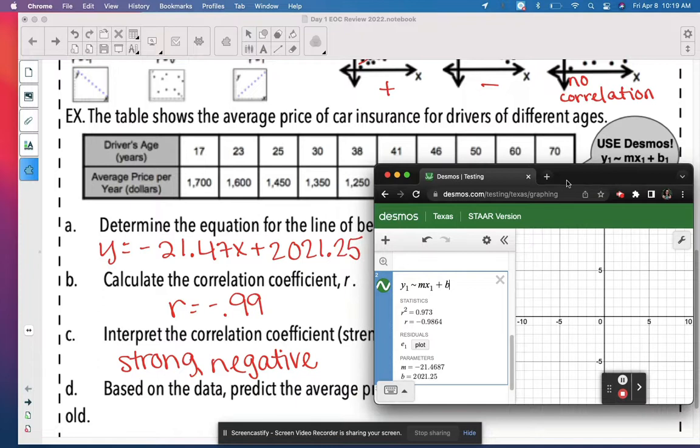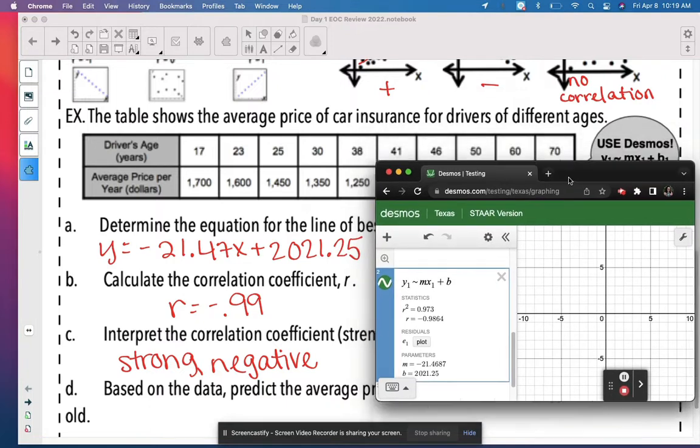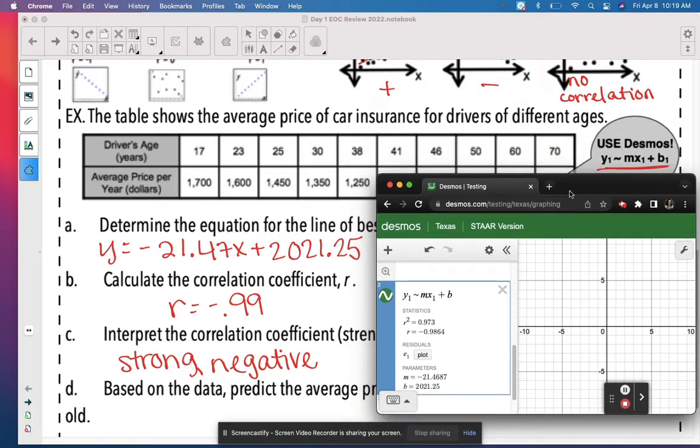And if you look at the table, 58 is somewhere between 50 and 60. So our answer choice should be somewhere between 850 and 750.